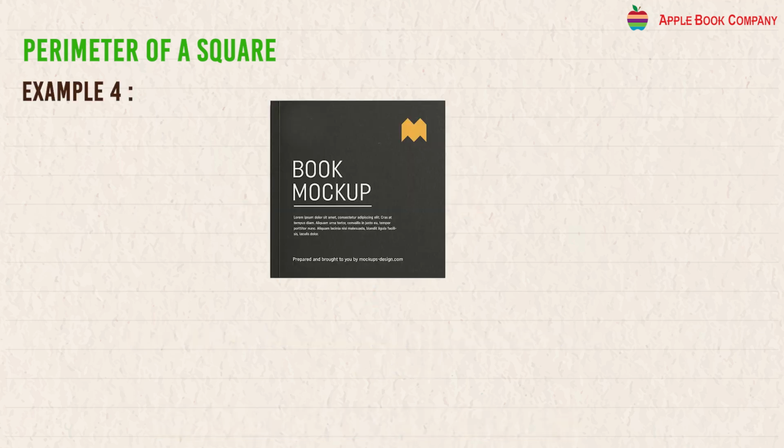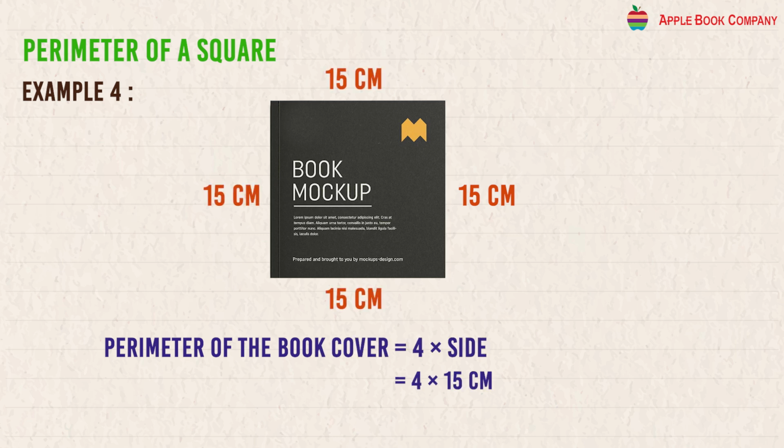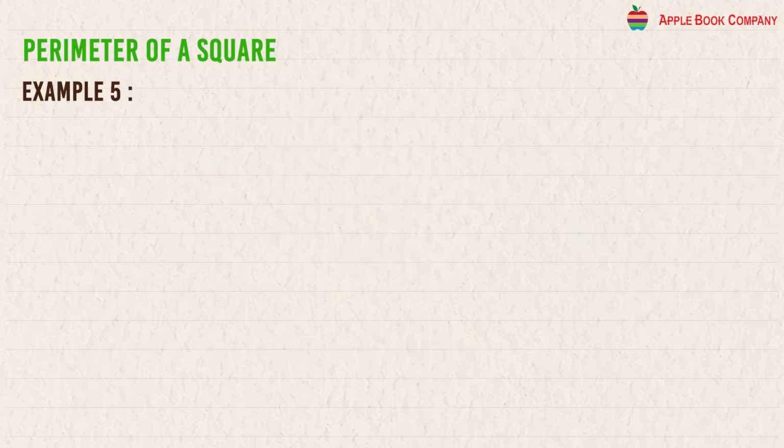Example 4. Find the perimeter of a square book cover of side 15 cm. Perimeter of the book cover is equal to 4 into side, which is equal to 4 into 15 cm, that equals 60 cm.